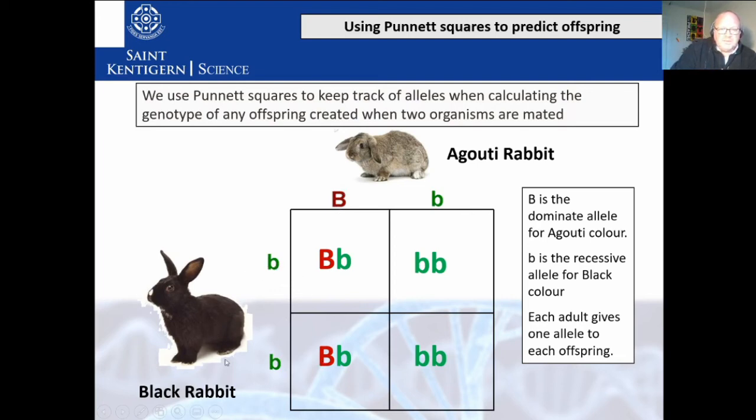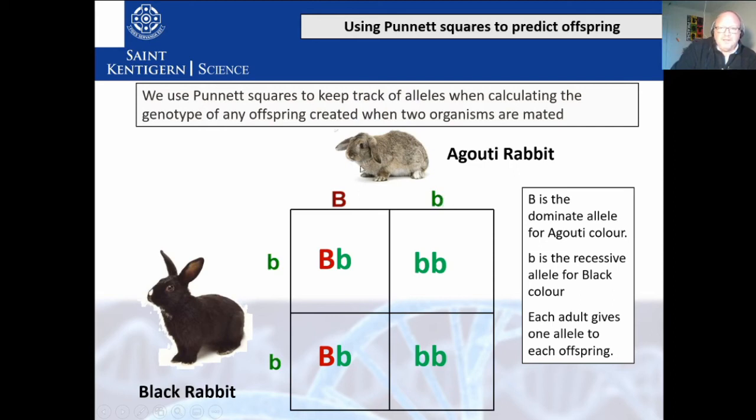So when this rabbit makes sperm or egg, it's going to split those into two. It can give a little b or a little b, because remember, it's got two chromosomes, and they are homologous pairs. When he was made, he got one from his mom and one from his dad. He got one chromosome from his mom. On that chromosome is a gene, and that gene is the color. He got the other chromosome from the dad, with the allele for the fur color.